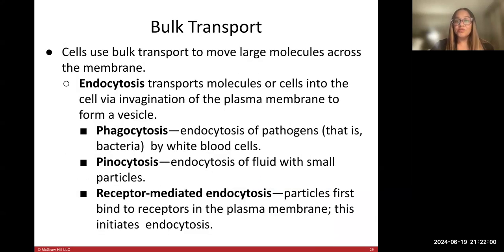Cells use bulk transport to move large molecules across the membrane. Endocytosis transports molecules or cells into the cell via that invagination process of the plasma membrane to form a vesicle. Phagocytosis is the endocytosis of pathogens like bacteria by white blood cells. Pinocytosis is the endocytosis of fluid with small particles. And then receptor-mediated endocytosis. Particles first bind to receptors in the plasma membrane, which initiates that process of endocytosis.